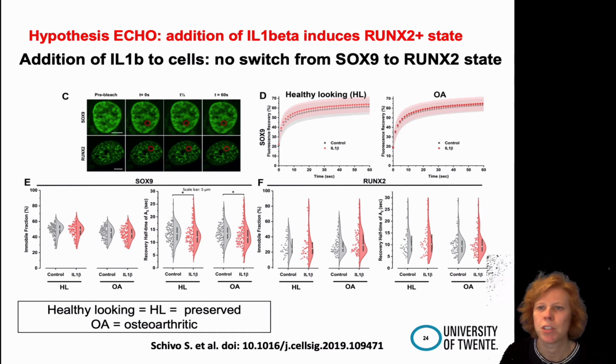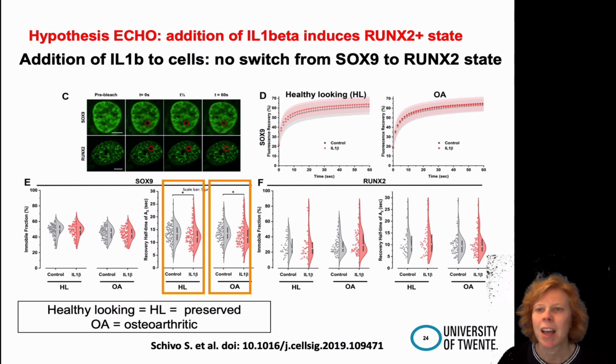Back to our hypothesis that addition of interleukin-1 beta induces a RUNX2 positive state. FRAP data show that there is a slight increase in SOX9 mobility after interleukin-1 treatment, both in healthy-looking cells as well as in osteoarthritic cells. So the interleukin-1 is the red line. Please note that these healthy-looking cells are isolated from macroscopically healthy-looking cartilage from patients with osteoarthritis. This is sometimes also called preserved cartilage, so it's not to be confused with actual healthy cartilage.